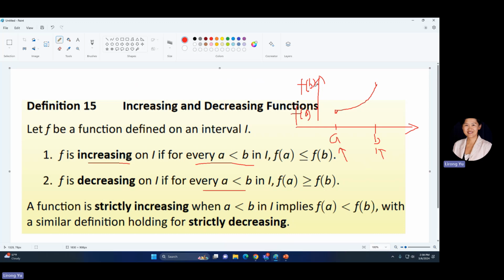Bigger x is paired with bigger y. That's what we call an increasing function. Now, a decreasing function looks like this.